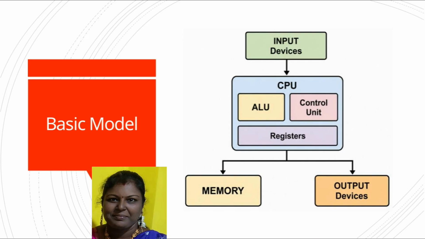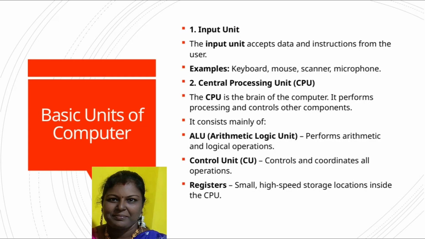Let's start with the input unit. This is where data and instructions enter the computer. Think of devices like the keyboard, mouse, scanner, or microphone. Next, we have the central processing unit, or CPU, the brain of the computer. It handles all the processing and directs other parts.